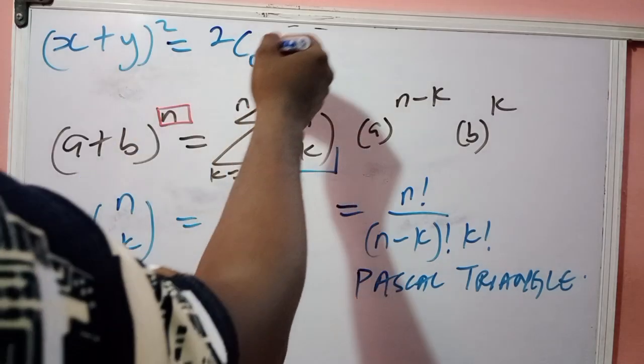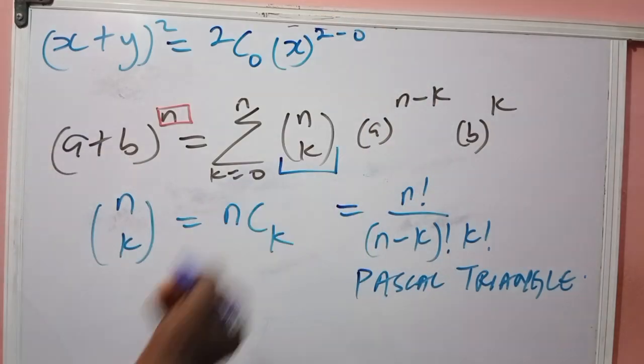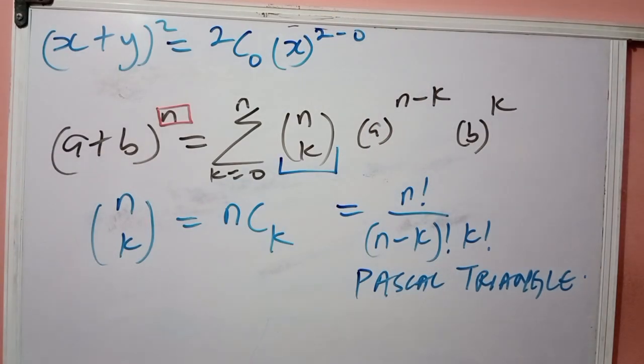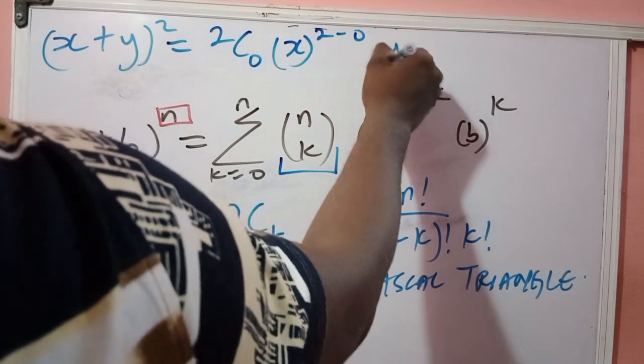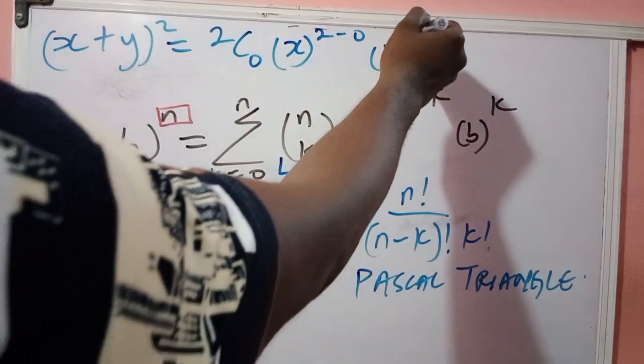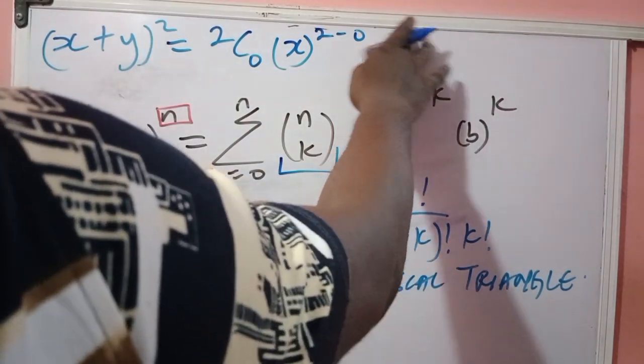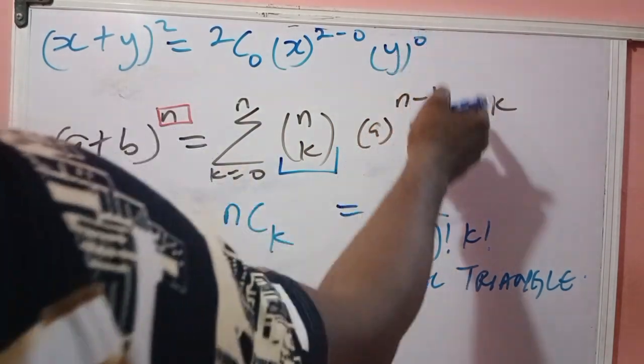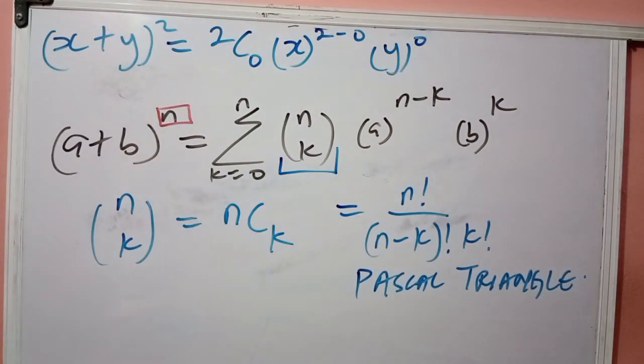So that will be x raised to the power 2 minus 0. Then y, the second term here, raised to power 0. That was based on what you have here. So that was for the very first term.